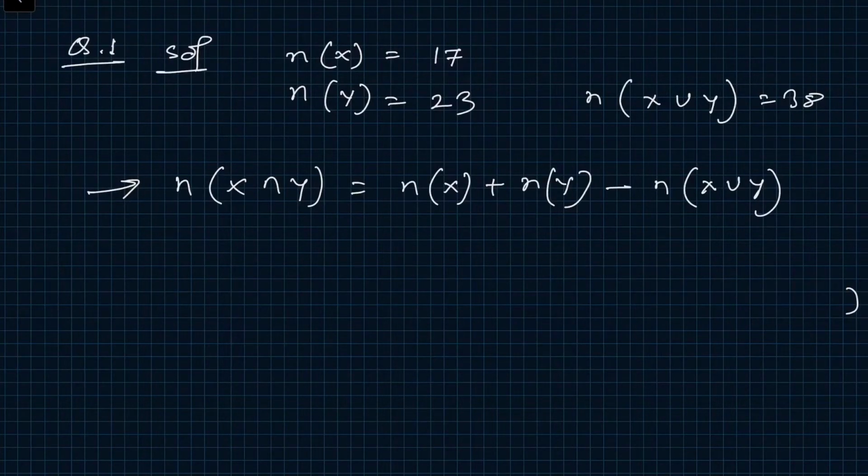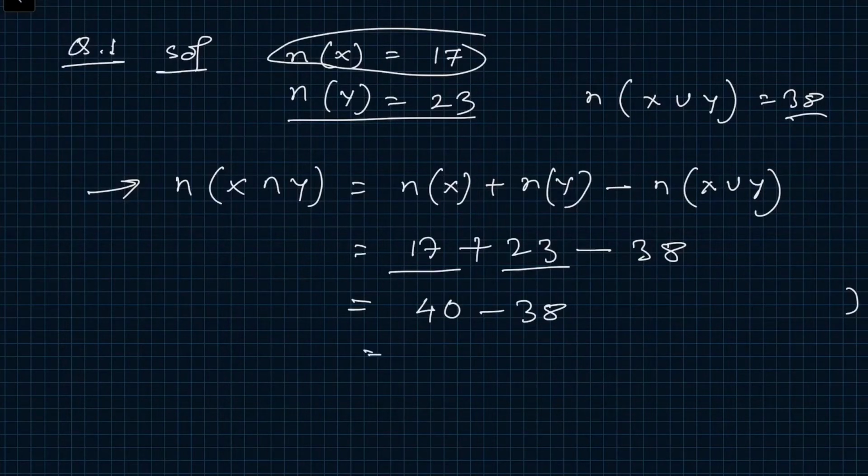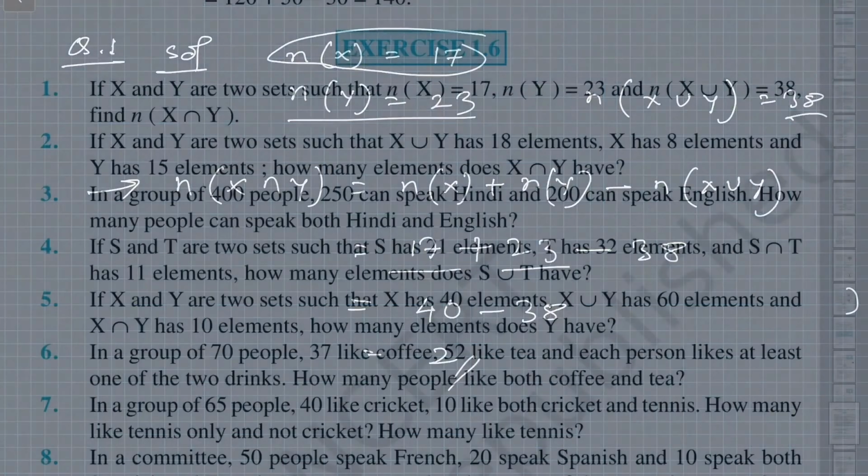Now put the values. The value of this is 17, put here 17, then it is 23, minus this is 38. So 17 plus 23 is 40, and 40 minus 38 is equal to 2. So that is our answer.